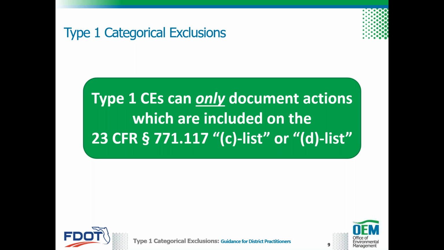Type 1 CEs can only provide documentation for project types that are included in the 23 CFR 771.117 C or D lists. Now, these are listed in Part 1, Chapter 2 of FDOT's Project Development and Environment, or PD&E manual. Note that the other type of categorical exclusion used by FDOT, a type 2 CE, qualifies for categorical exclusion, but it doesn't fall under the C or D list. And we're not going to cover that type in this training.